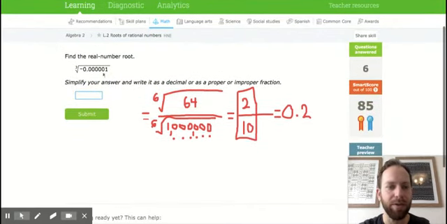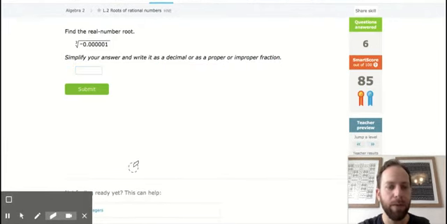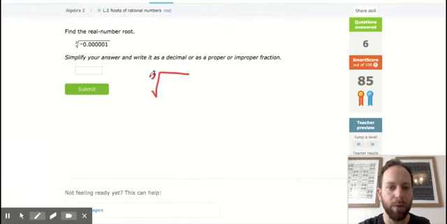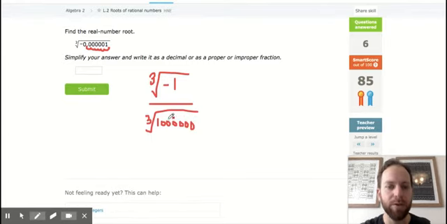All right, this is very similar. You just have to have a negative sign. Let's try one more of these. So let's go ahead and find the third root, or the cube root of -1 on top. And on bottom, we have the cube root of, remember, let's count the decimal points. 1, 2, 3, 4, 5, 6 zeros. So again, that's going to be 1 million.